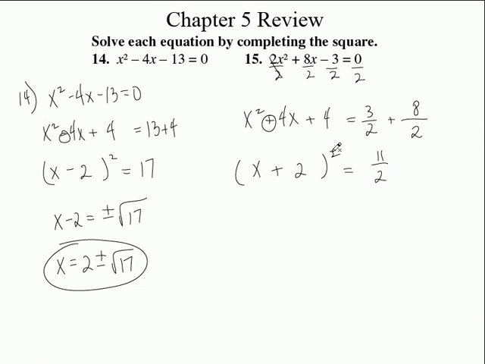And now we got to get rid of this, take the square root of both sides. Take the square root of that, put a plus or minus out in front. Now we'll subtract a 2. So x equals negative 2 plus or minus. Now we got to simplify this though. It's not all the way simplified. So what I'm going to do, let's see the best way to do this. Let's write it like this. Square root of 11 over the square root of 2.